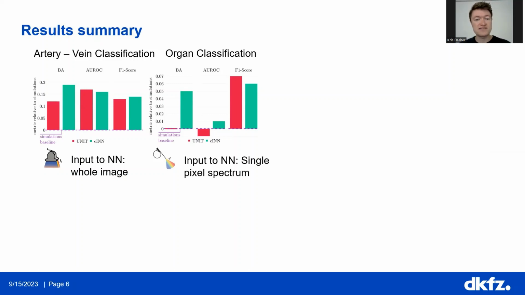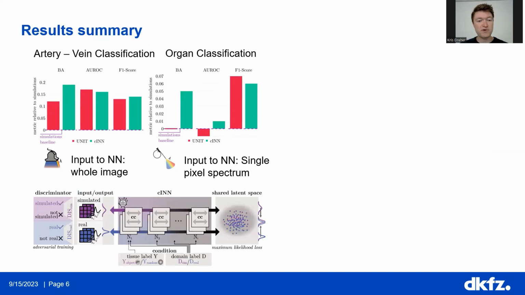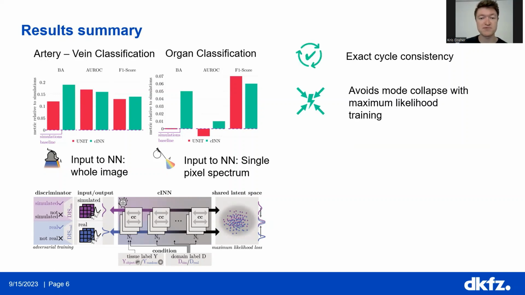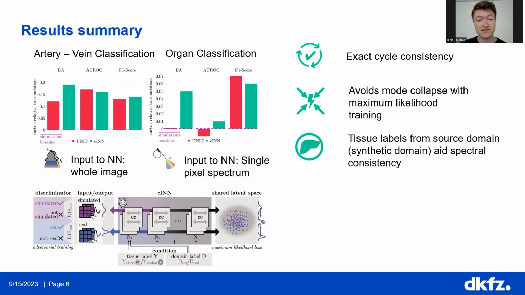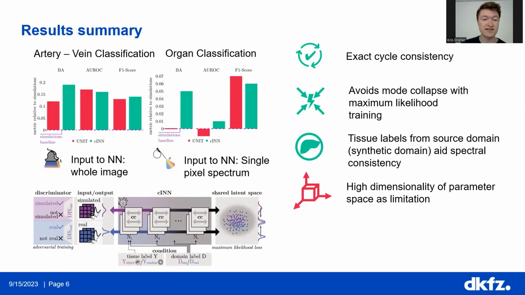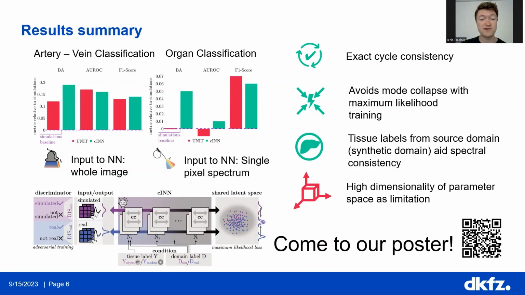So what are the key takeaways from our work? Our proposed cINN is an entirely new domain transfer method that guarantees exact cycle consistency. It avoids mode collapse with maximum likelihood training and utilizes tissue labels for spectral consistency. One of the major limitations of the method is the high dimensionality of the parameter space as a consequence of the information conservation. Let's talk about it at the poster.